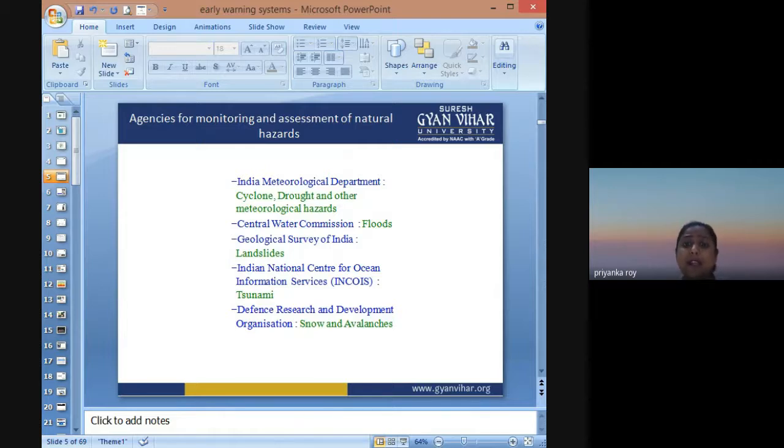Then you have the Indian National Centre for Ocean Information Services, that is INCOIS. INCOIS deals with tsunamis, and the Defence Research and Development Organisation, that is DRDO, deals with snow and avalanches. DRDO, why? Because it is the Himalayan region where we have snow-clad mountains, and we share our borders with neighboring countries, and we need to protect our borders. So it is under the administration of the defense system of our country. That's why DRDO deals with snow and avalanches in these regions. They do not want the information to go into unwanted hands.